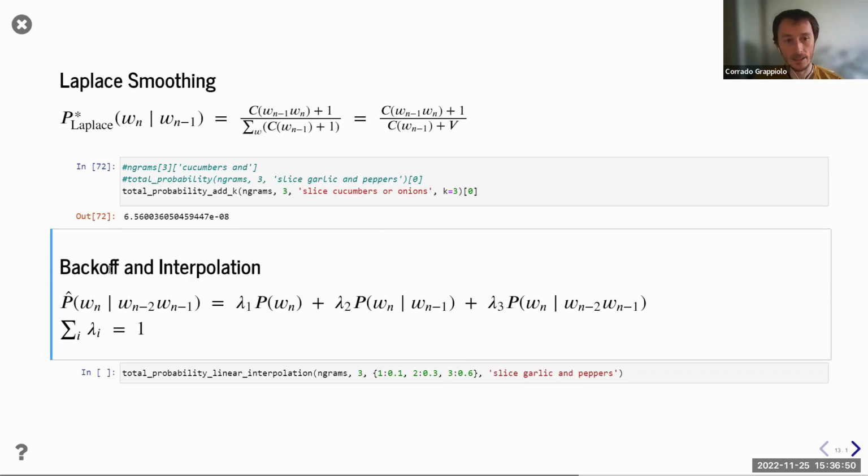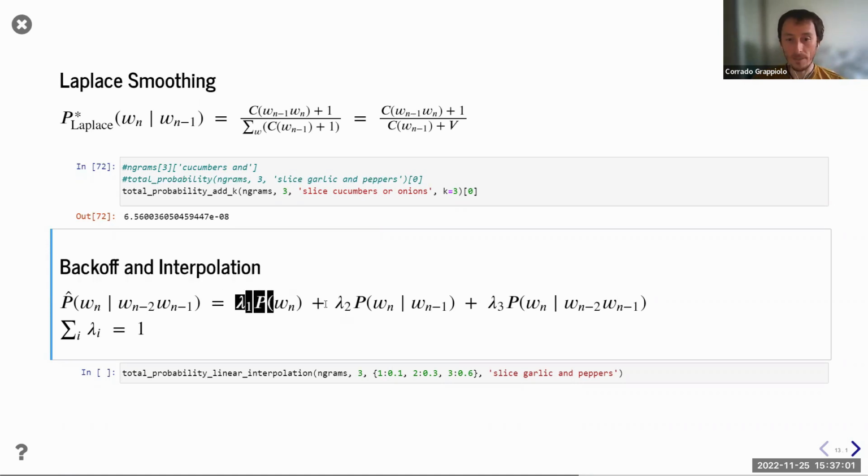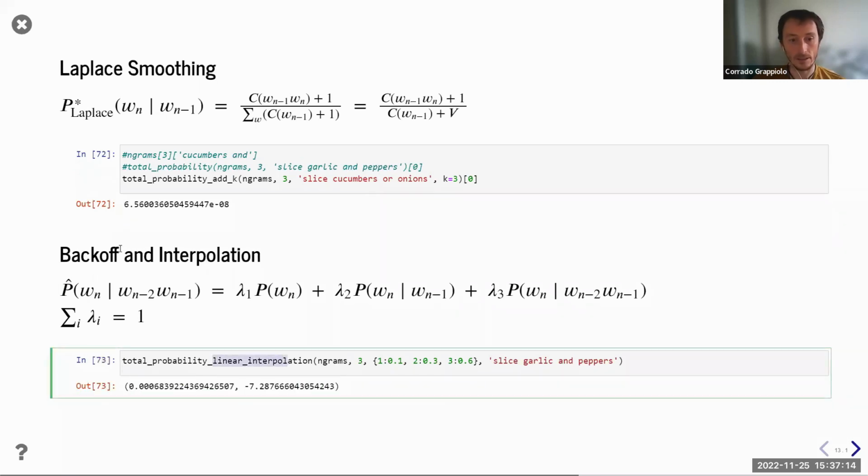And then there's this other approach, which is called interpolation, where things can be put together. So basically, instead of just backing off to the lower order, we can make a linear interpolation of the 3 probabilities by a parameter lambda, with the constraint that the sum of these lambdas has to be 1. And this is an example you can get by calculating this back off and interpolation for the same sentence with these weights, lambda 1, lambda 2, and lambda 3.